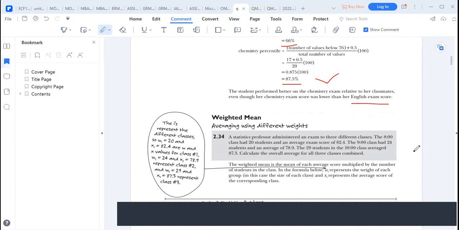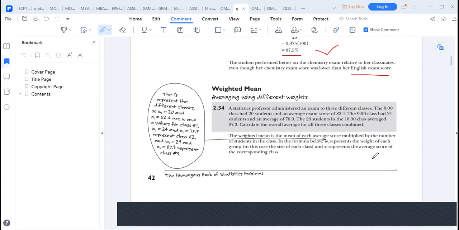At 8 hours, we had 20 students, an average of 2.5. At 9 hours, 4 students at an average of 78.9. Then the 9 students at 10 hours who averaged 87.3. So we were asked to calculate the overall average for the 3 combined.